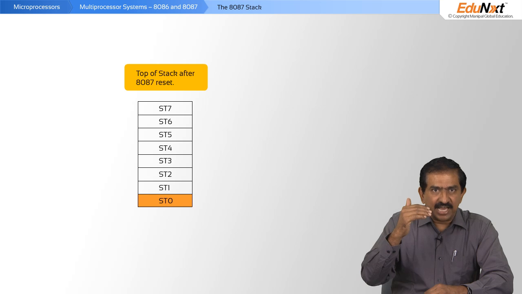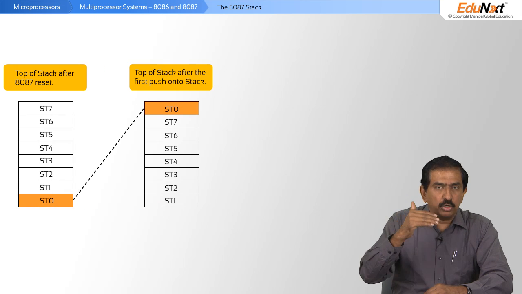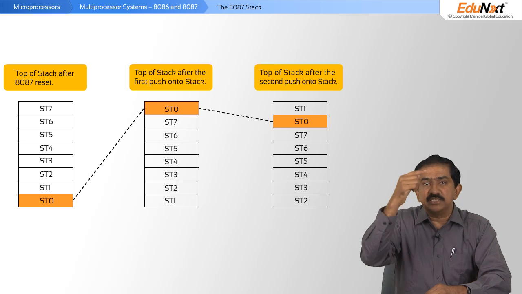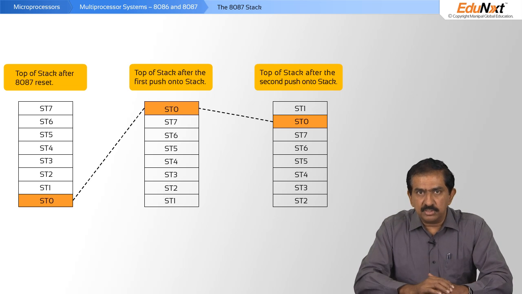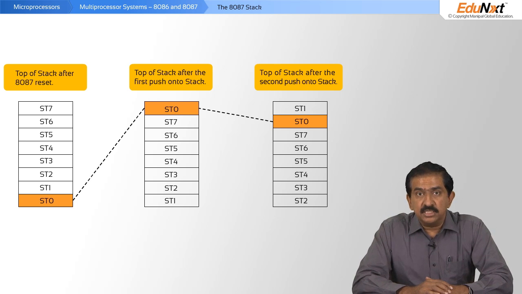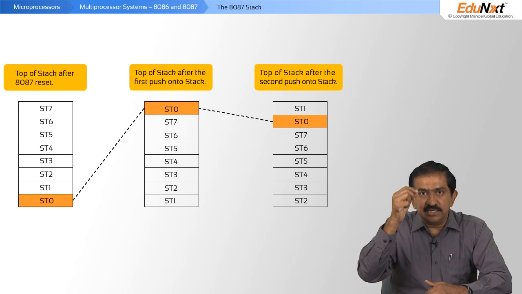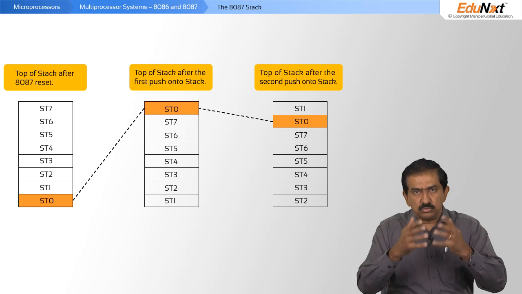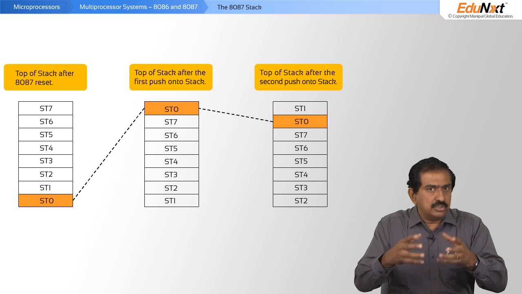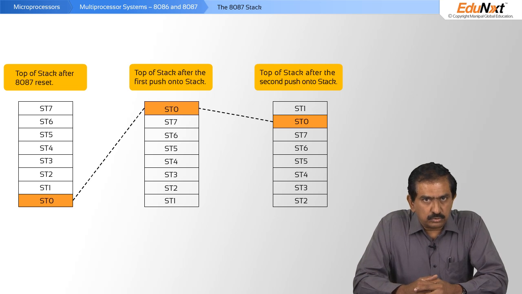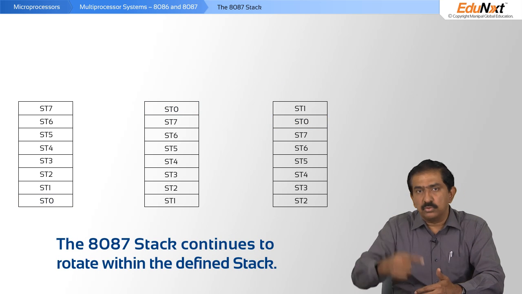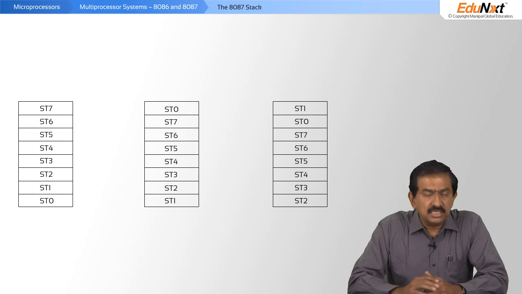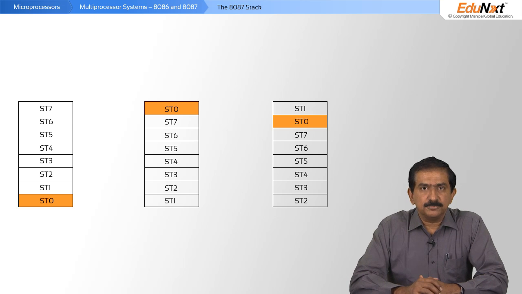So the top of stack moves, so the stack pointer really moves to the next location of the stack, and everything rotates after that. And it is your responsibility as a programmer to maintain the integrity of this stack. You cannot obviously use more than 8 words, whatever it is that you've decided, and the 8087 will flag all the appropriate errors if you try to do this. It continues to rotate within this stack that is defined. And as I said, the ST0 acts as the accumulator.